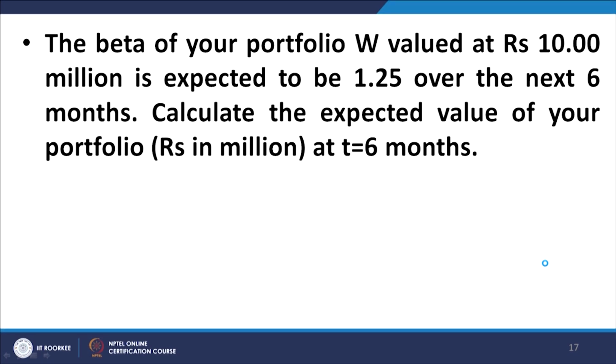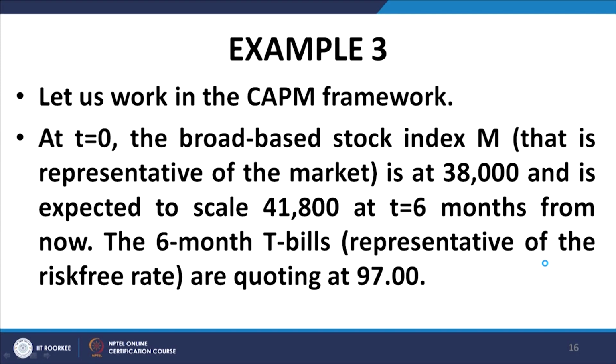So, this is the question. Let us read it once again quickly. Let us work in the CAPM framework. At t equal to 0, the broad based stock index M, that is representative of the market, is at 38,000 and is expected to scale to 41,800 at t equal to 6 months. That means, after 6 months the market index is expected to rise from 38,000, where it is today at t equal to 0, to 41,800.